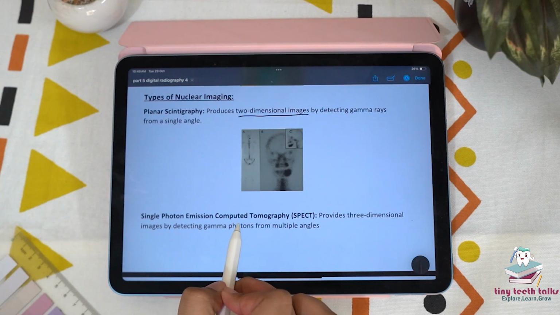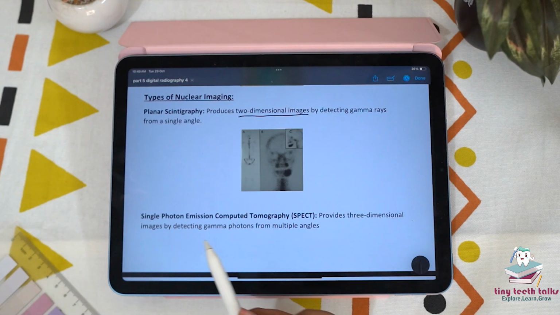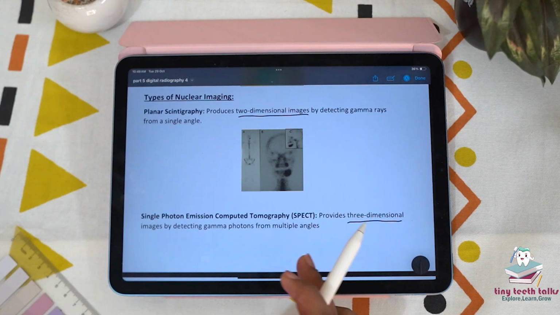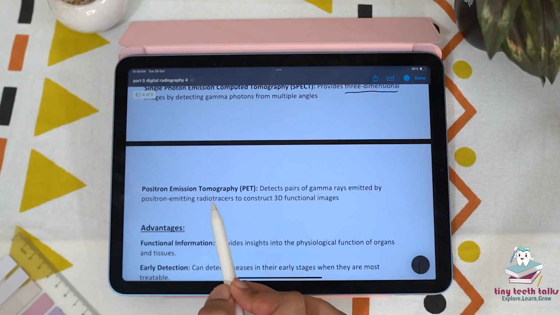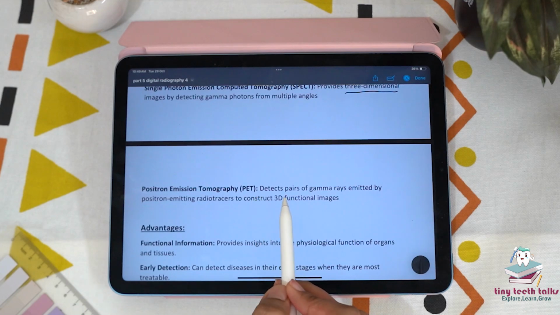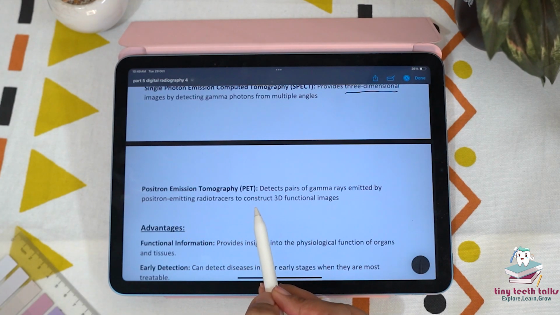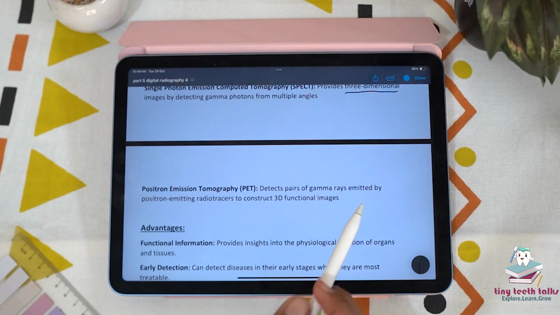Then single photon emission computed tomography, SPECT, provides three-dimensional images by detecting gamma photons from multiple angles. And positron emission tomography, PET, detects a pair of gamma rays emitted by positron-emitting radiotracers to construct 3D functional images. Basically, planar scintigraphy shows a two-dimensional image, SPECT shows a three-dimensional image, and PET also shows a three-dimensional image but by detecting the pair of gamma rays.